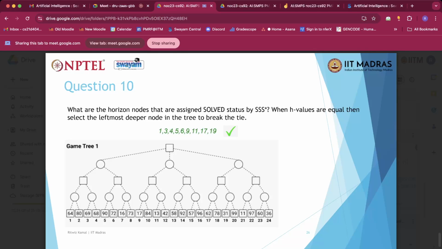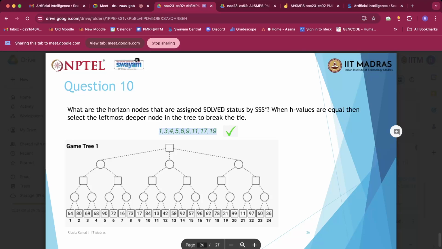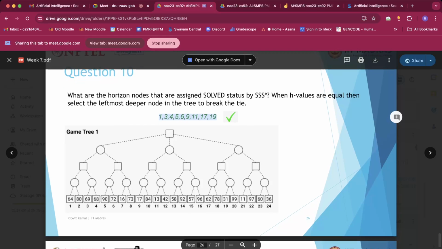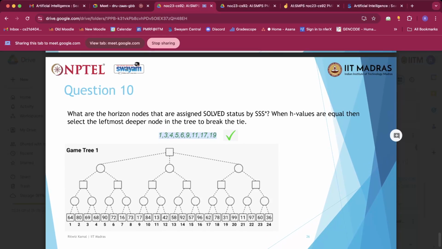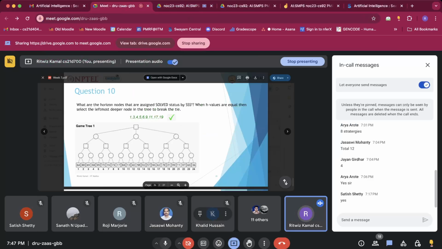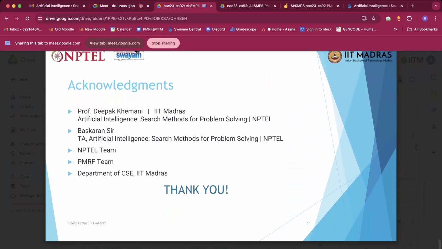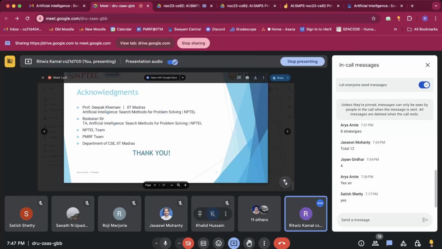You can notice here it has 1, 3, 9, 11 and 17, 19. Other than that, sorry, it also has 4, 5 and 6, which were solved while we moved through the solution. You can verify this using the trace at your own leisure time. So this concludes the questions we had for today. Any doubts among the questions we discussed today?